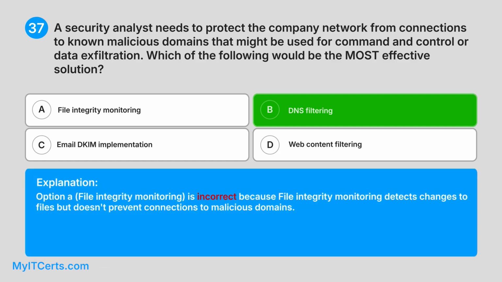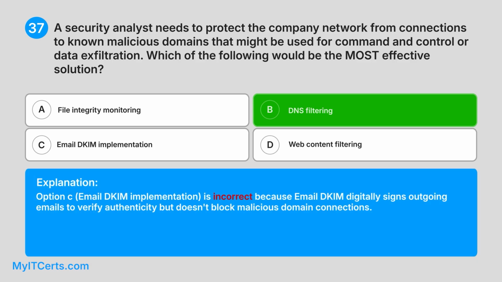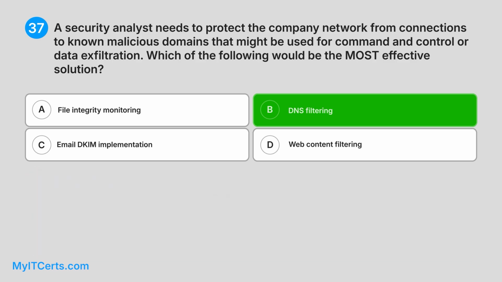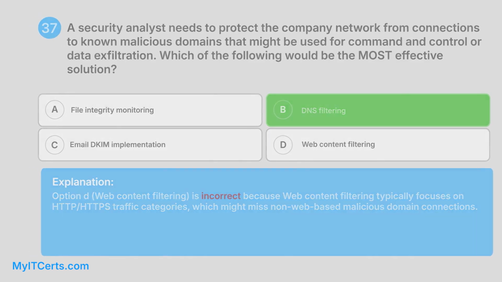Option A, file integrity monitoring, is incorrect because file integrity monitoring detects changes to files, but doesn't prevent connections to malicious domains. Option C, email DKIM implementation, is incorrect because email DKIM digitally signs outgoing emails to verify authenticity but doesn't block malicious domain connections. Option D, web content filtering, is incorrect because web content filtering typically focuses on HTTP/HTTPS traffic categories, which might miss non-web-based malicious domain connections.